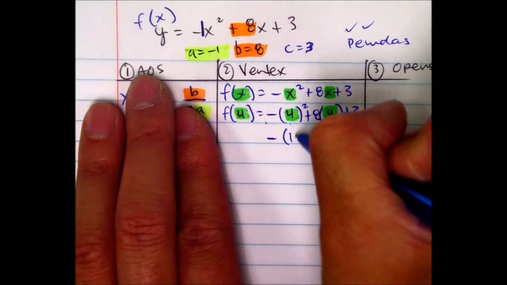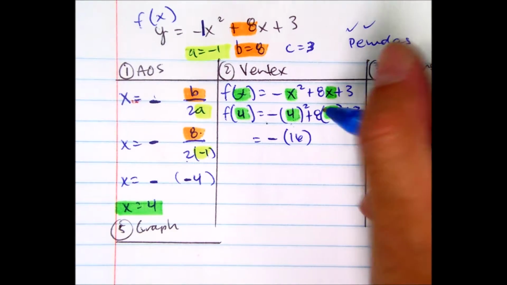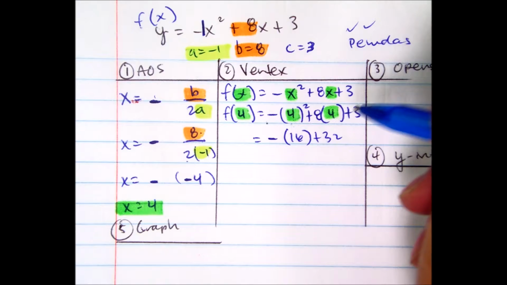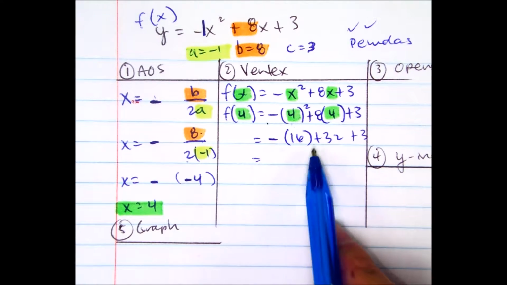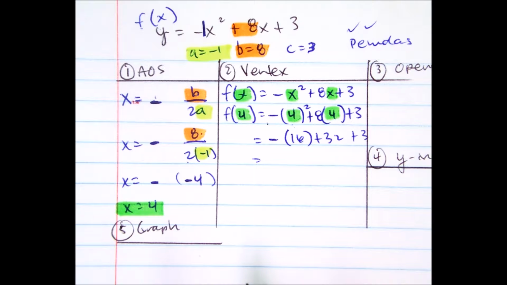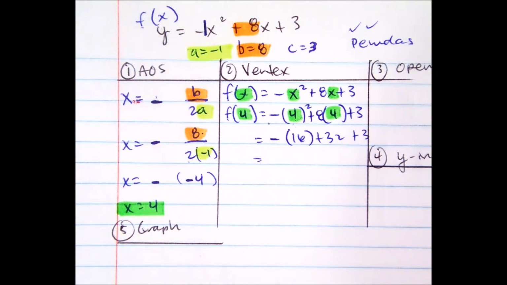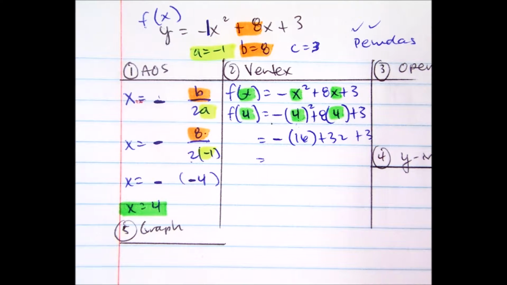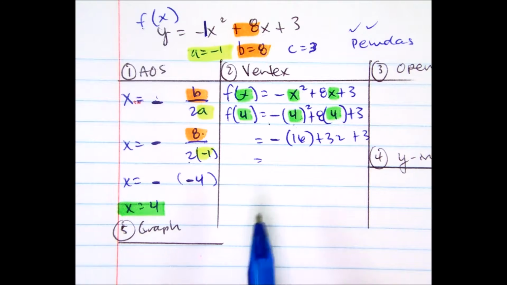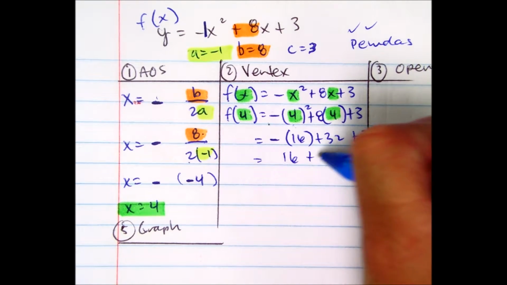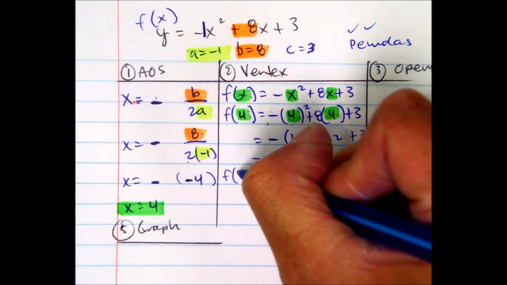And you can do something like this. Class, 8 times 4? And I have 3. Class, -16 plus 32? Positive what? -16 plus 32. And 16 plus 3? 19. Raise your hand if you got 19.